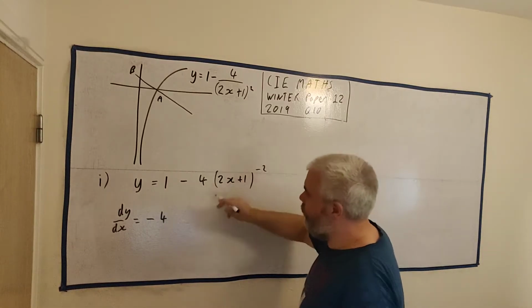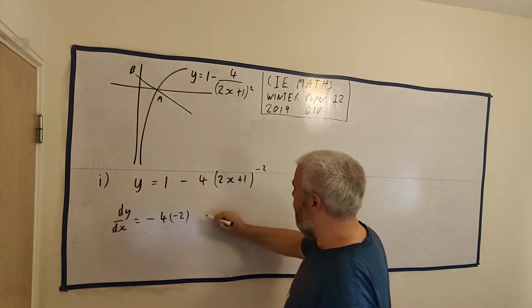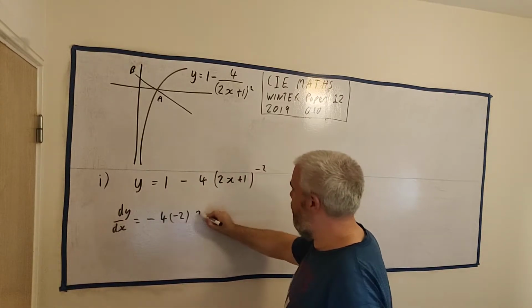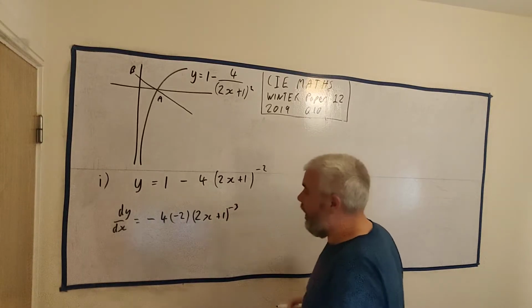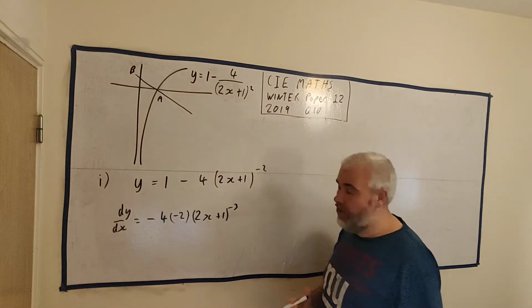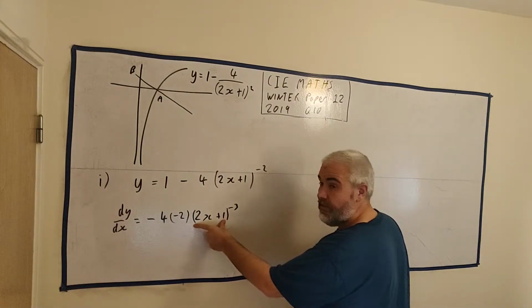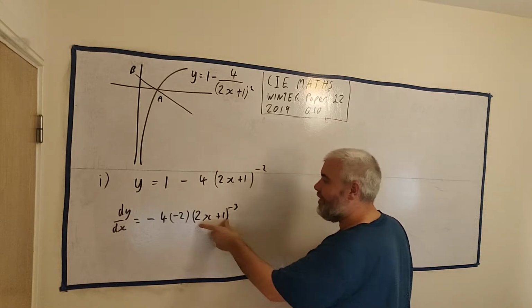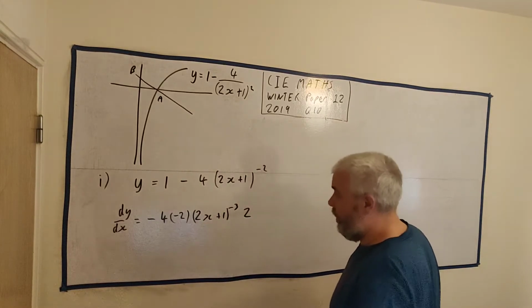We get minus 2, that comes down, and we take 1 away from it and we leave this here alone, 2x plus 1. But that's not quite allowed. That's sort of cheating. It's not cheating. It's the chain rule. We ignored this term, so now we better deal with it. Let's differentiate it now, and the derivative of this is just 2, and that's it.